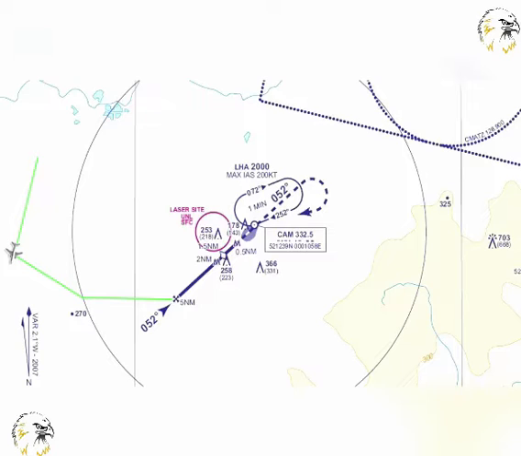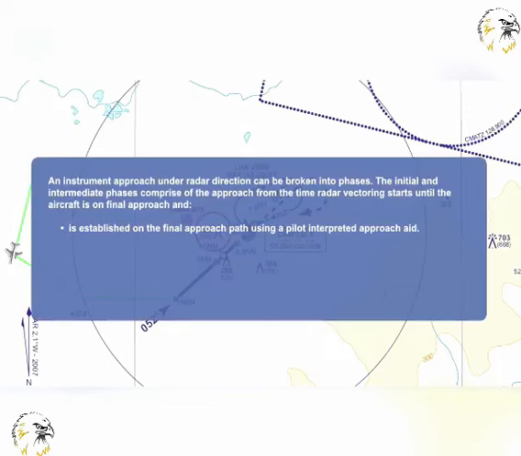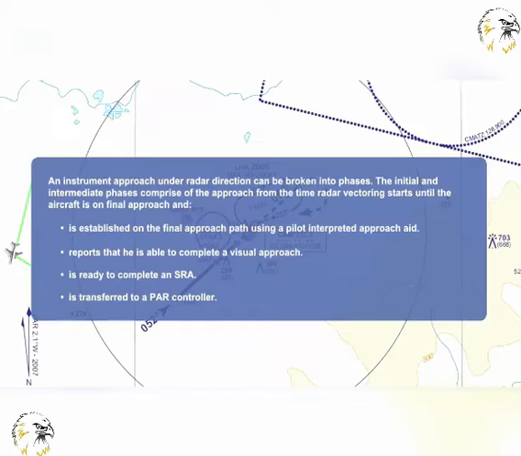The initial and intermediate phases comprise the approach from the time radar vectoring starts until the aircraft is on final approach, and is established on the final approach path using a pilot-interpreted approach aid, reports that he is able to complete a visual approach, is ready to complete an SRA, or is transferred to a PAR controller.